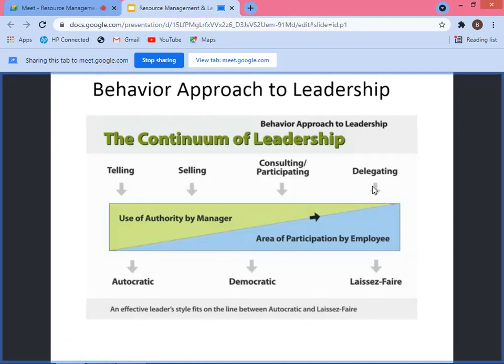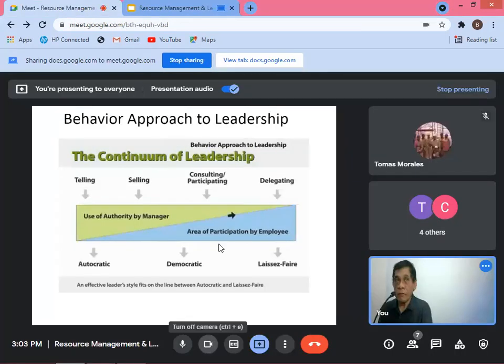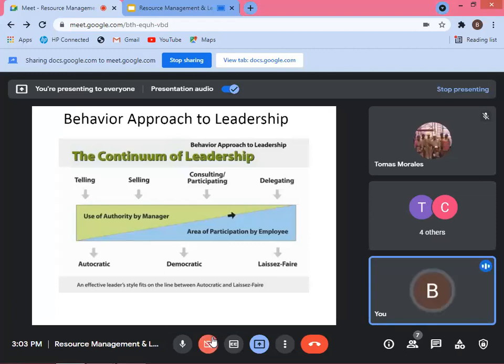So if the employee is now in the delegating stage with more participation, are you going to be autocratic in your leadership? I don't think so. It does not fit anymore. If the employee is still at the telling stage and you use laissez faire, as if he knows everything, relaxing and trusting the employee, that is not the right leadership style. It will not be effective leadership. I hope you understand this.